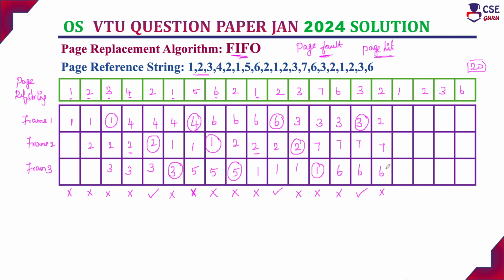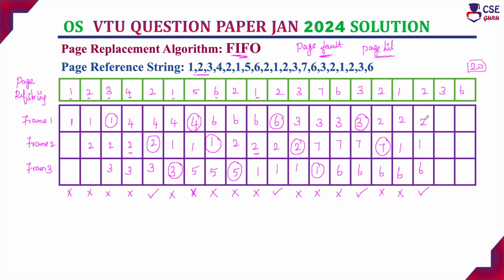1, it is not available in any of these 3 frames. The oldest one here is 7. Replace 7 with 1. Now this is 2, 1, 6 and this is a page fault. And next is 2. It is available. So no need to do anything. This will be considered as a page hit.